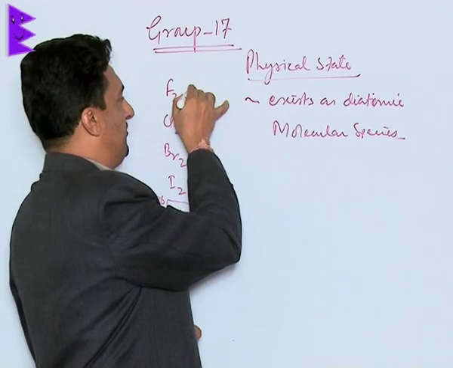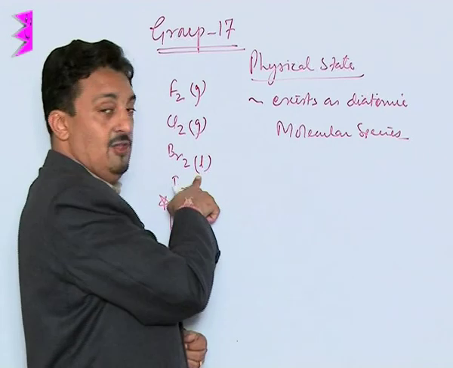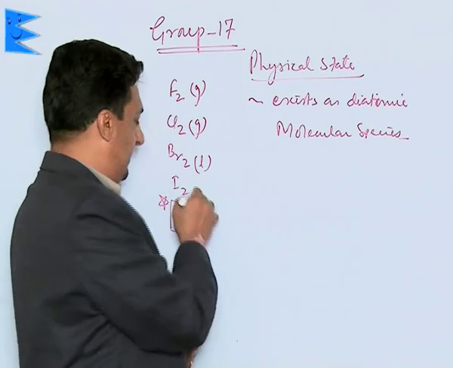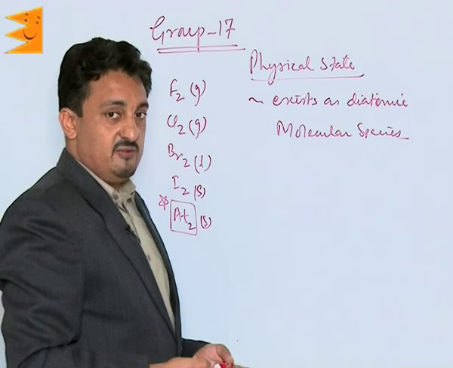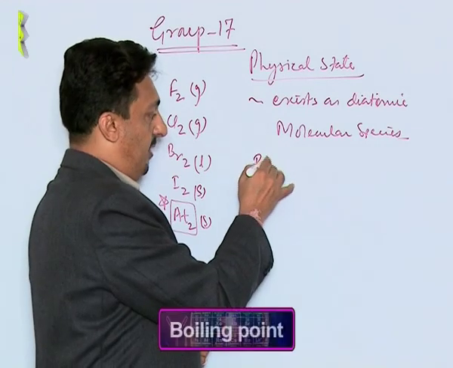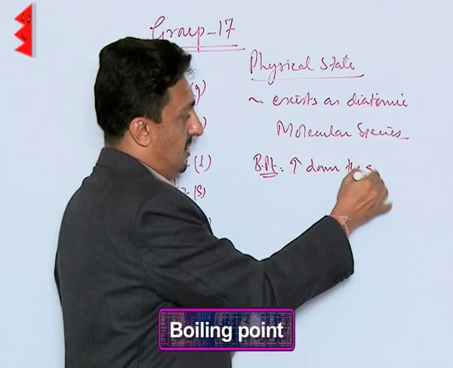And what you need to know is fluorine is a gas, chlorine is a gas, bromine is a liquid. It's the only non-metal which is existing in the liquid state. Iodine is a solid, astatine is a solid. So what we find is that their boiling point increases down the group.